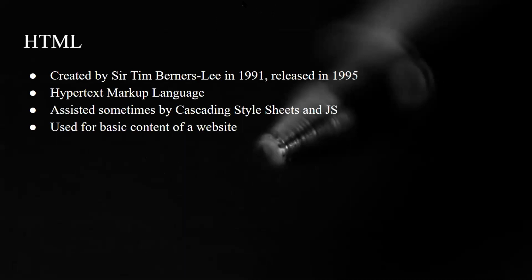So here are some facts about HTML. Its full form is hypertext markup language, which is basically the basis of a website, the basic content like images, text, and links. It's sometimes assisted by cascading style sheets, which is CSS, and JavaScript, to make it look more appealing to the user. CSS adds color, font, and different styling methods to make the website look better.